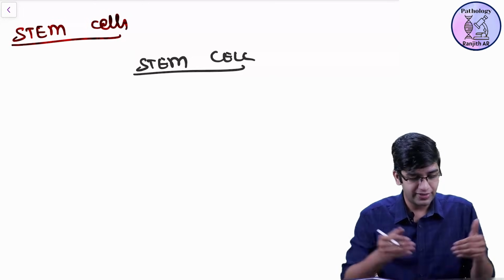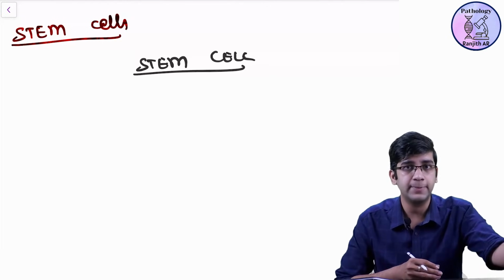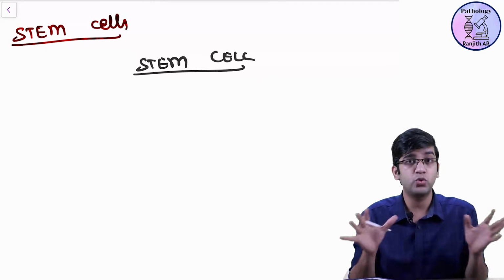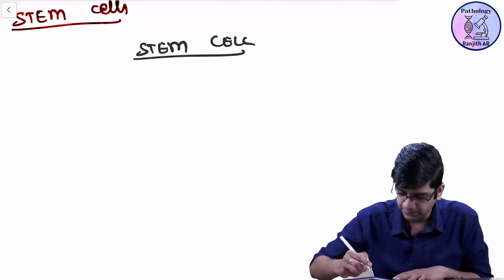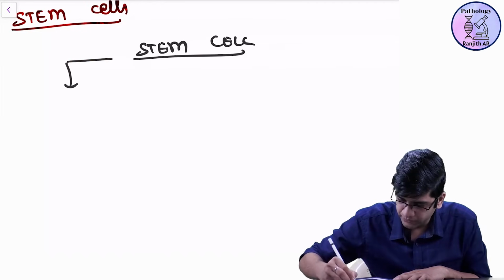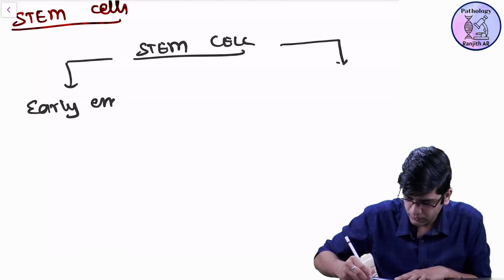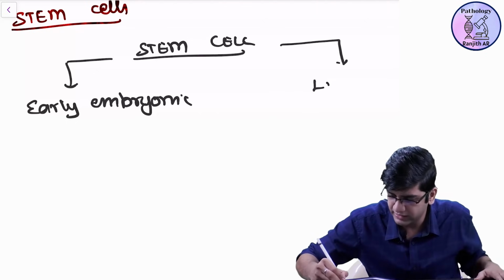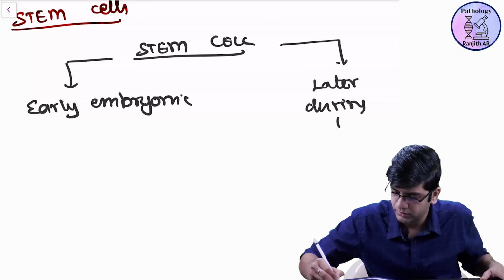So I'm going to have two different types of stem cell: a stem cell during my early embryonic period, and a stem cell in my late embryonic period and my adult life. We have two different types because both of them have slightly different properties, right? So we're going to divide them into a stem cell during early embryonic life and a stem cell during later life, later during adulthood.